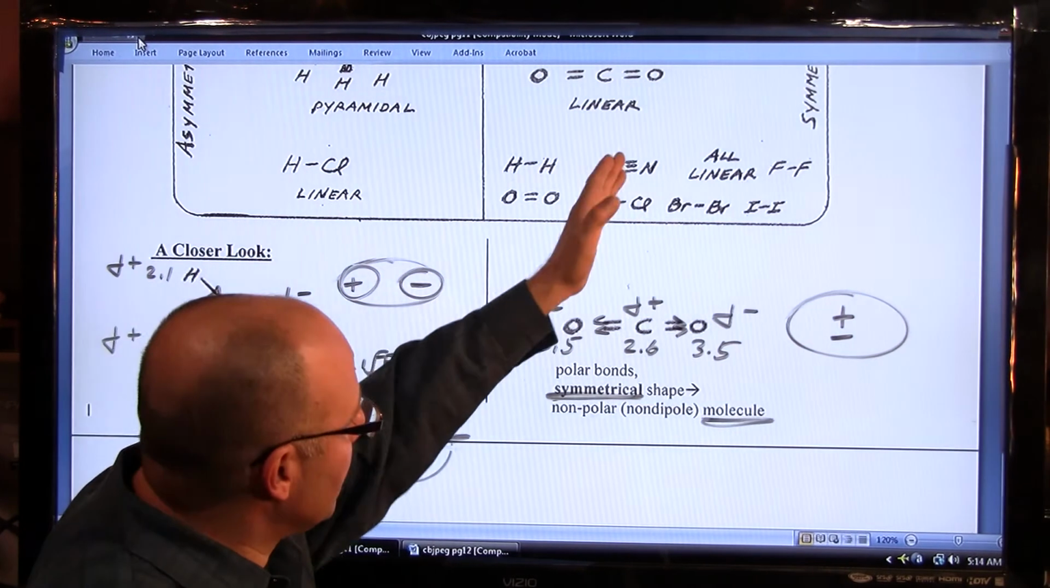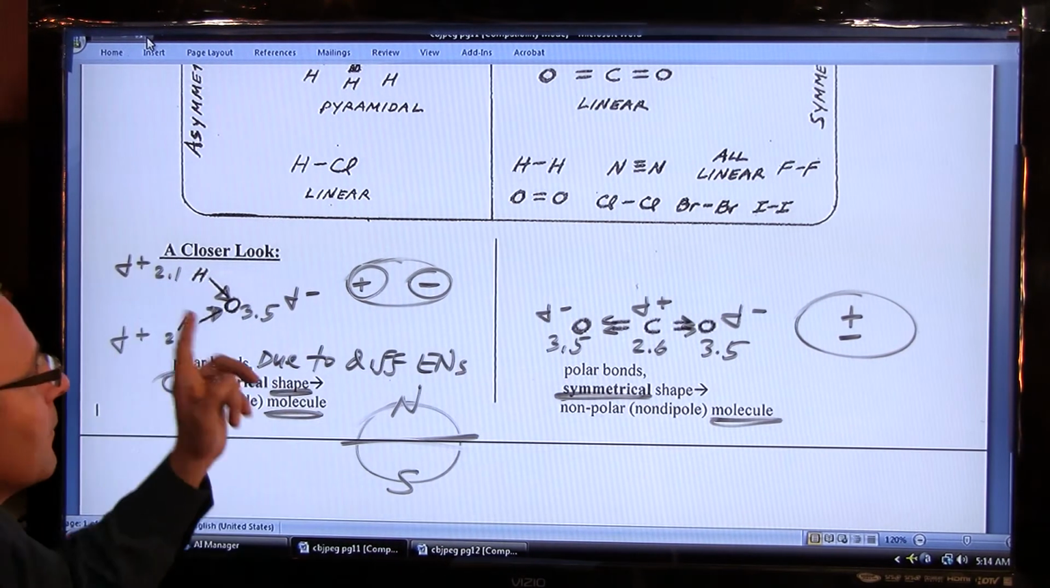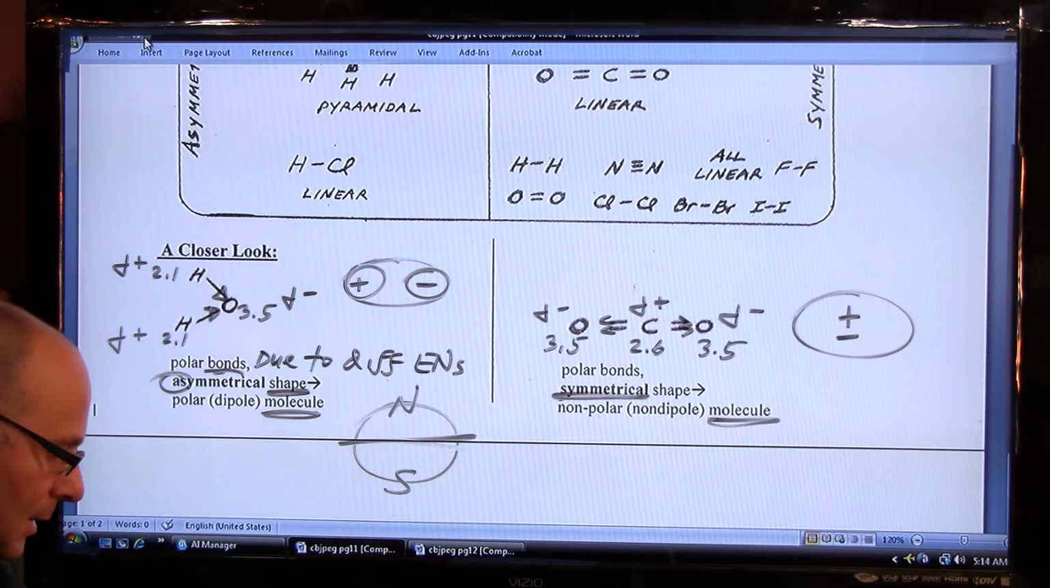Non-polar molecules have symmetrical shapes. Polar molecules have asymmetrical shapes. That's the best I could do for you.